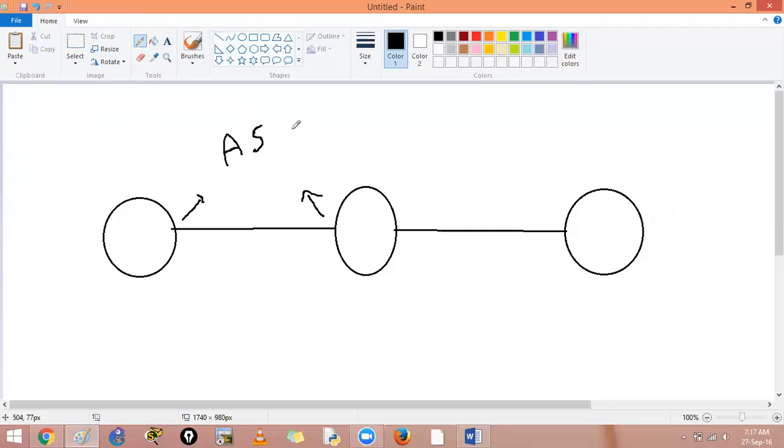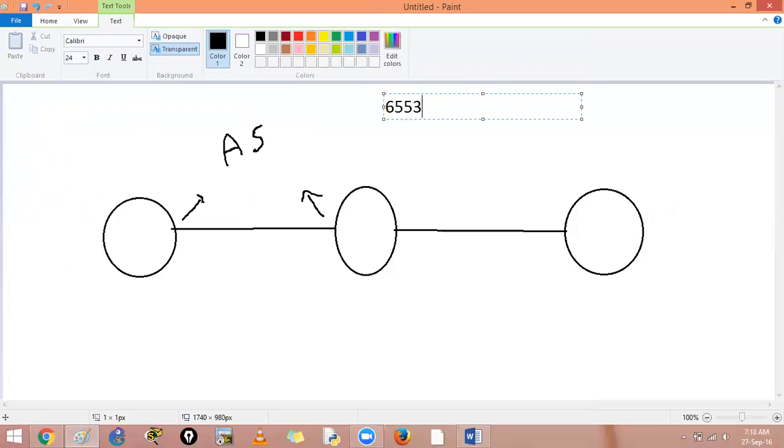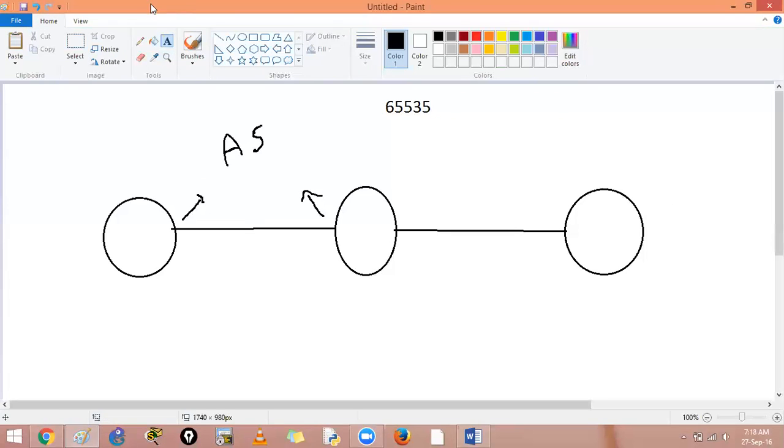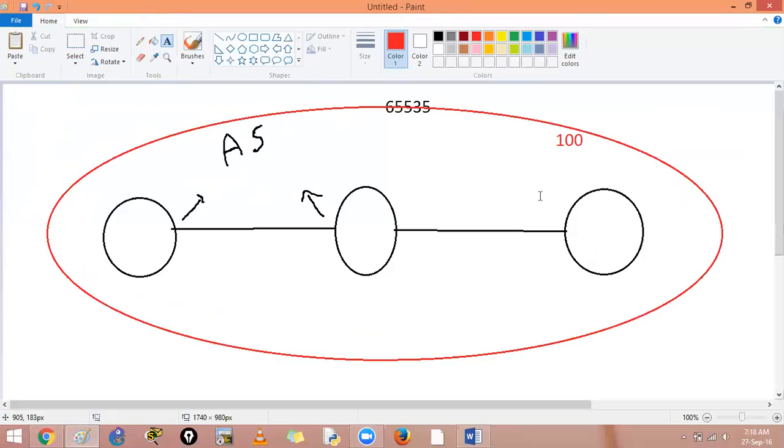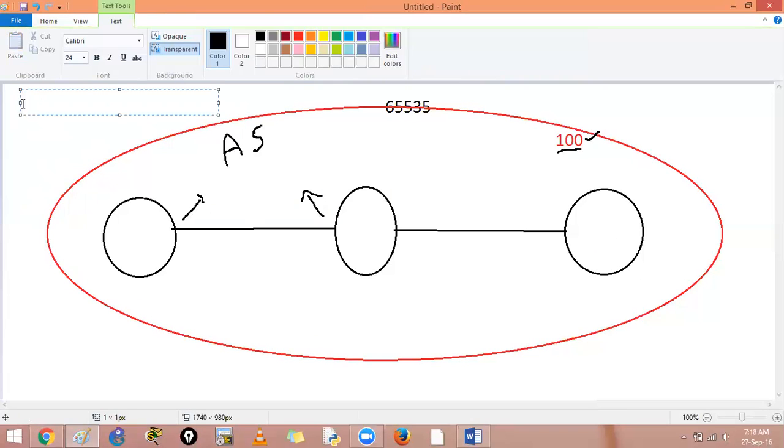How many autonomous systems can you create? 65,535. And in EIGRP, how many routers should you have in one autonomous system? They say you should have around 100 routers. That is actually the hop count that EIGRP supports. EIGRP can support up to 255 hop counts, but by default it is enabled for 100. So in one autonomous system, I can keep 100 routers.